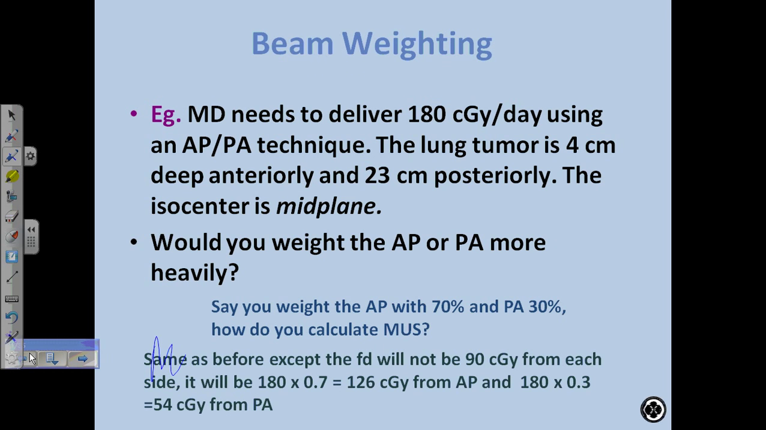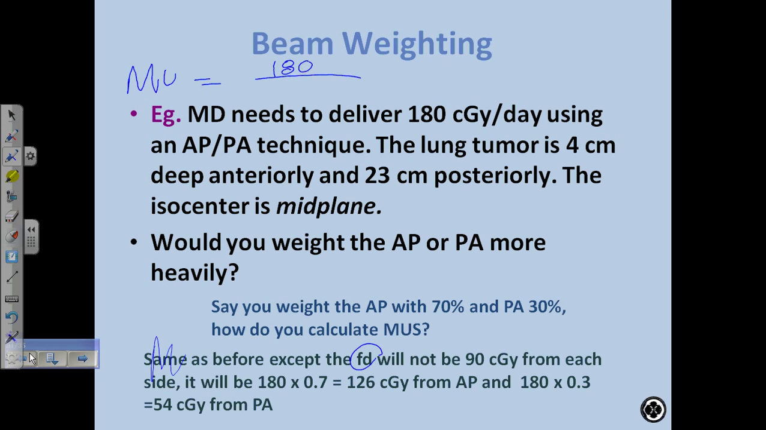It's the same as the previous MU equation, except that the field dose, FD, will not be 90 centigray from each side. It won't be 90-90. It will be 180 times 0.7 for the AP and 180 times 0.3 for the PA. So in an MU equation, the field dose up here, we can't just take 90. We have to take 180.